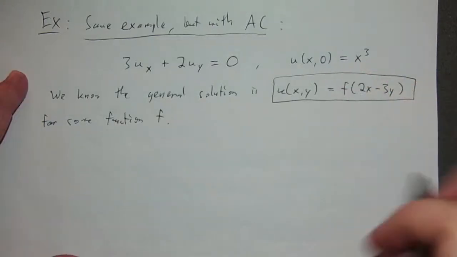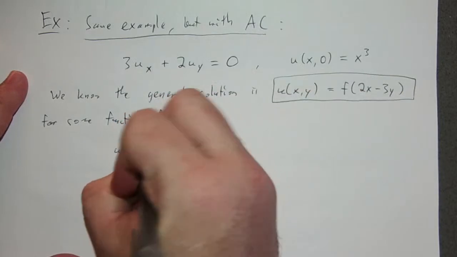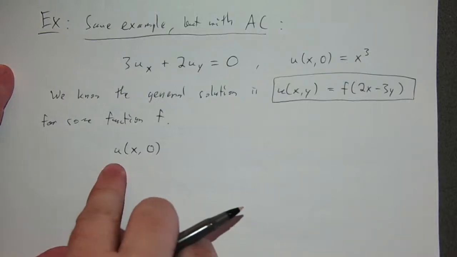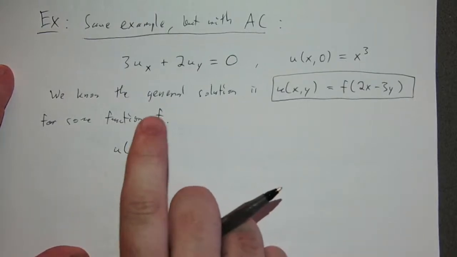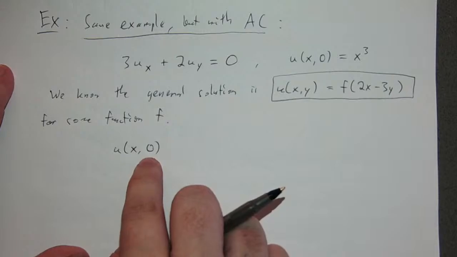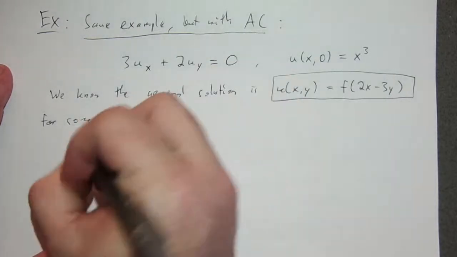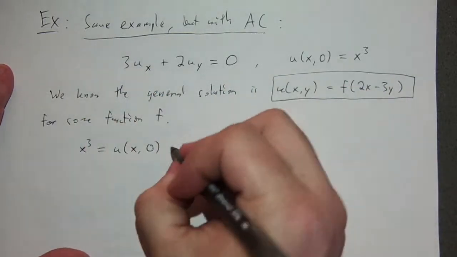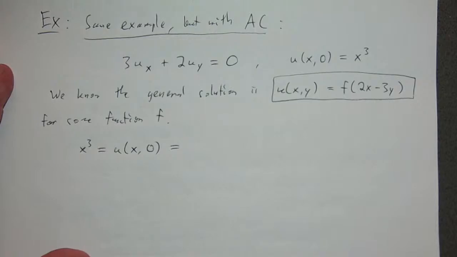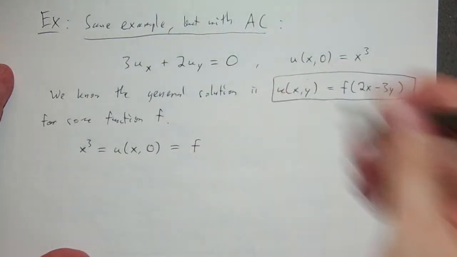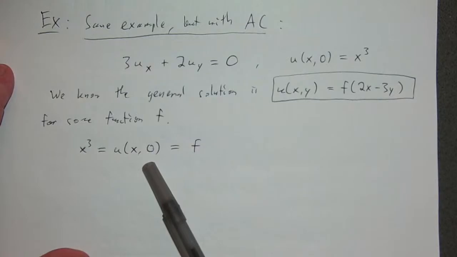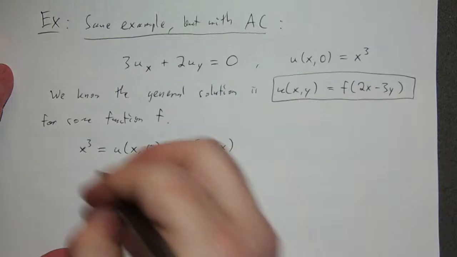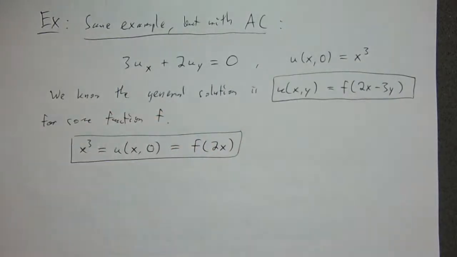So by this auxiliary condition, we know that when we are on the x-axis, which is when y is equal to 0, u is equal to x cubed. But also, by the general solution, we know that this is f of 2x minus 3y. Here, though, y is 0, so this is f of 2x.